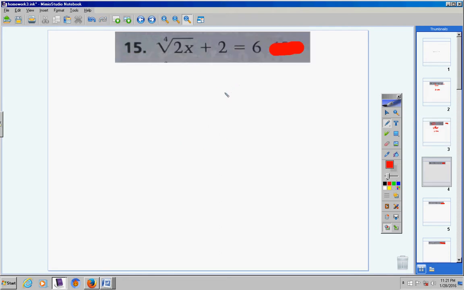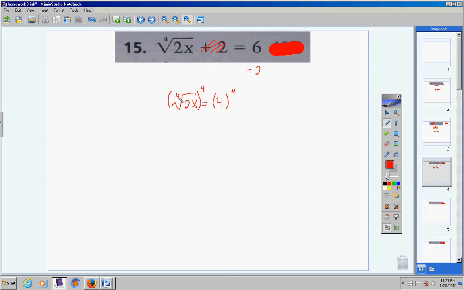Alright, number 15. Okay, we have a radical equation. Step 1, get the radical by itself. So we're going to bring the 2 over and make it a negative 2. So now I'm left with the 4th root of 2x equals 4. Now step 2, eliminate your radical. It's an index of 4. So I'm going to raise this side to the 4th power. If I raise one side to the 4th power, I must take the other side to the 4th power.